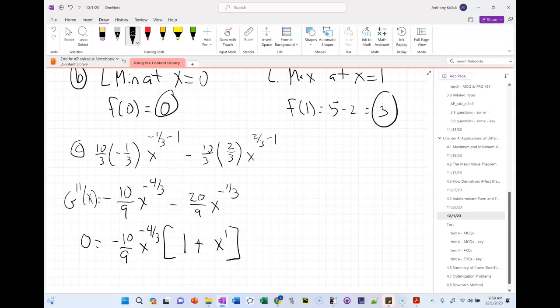So when I divide x to the negative 1/3 by x to the negative 4/3, I subtract the exponents: negative 1/3 minus a negative 4/3 is positive 3/3, or just 1.